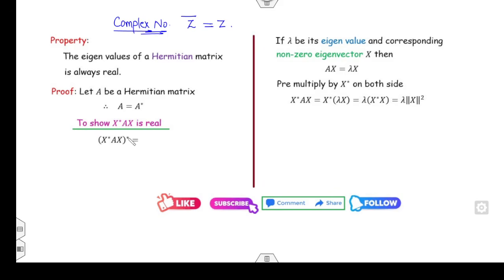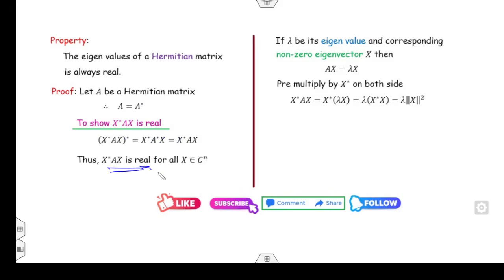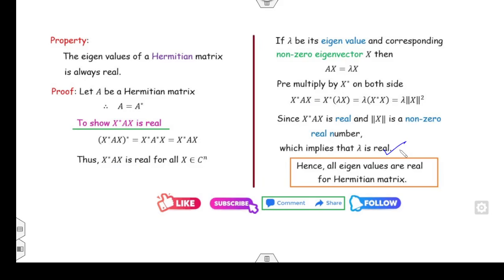Fine. So I can start with the star definition. So it will be x star A x star, fine, so that number will be x star A x. Now you can see the star is the complex conjugate transpose of the Hermitian. So whenever any matrix, say B star equals B, what does it mean? That means x star A x is my real. So this value is real, the norm of x squared is real, therefore lambda is real. Hence, eigenvalues of the Hermitian matrix are always real.